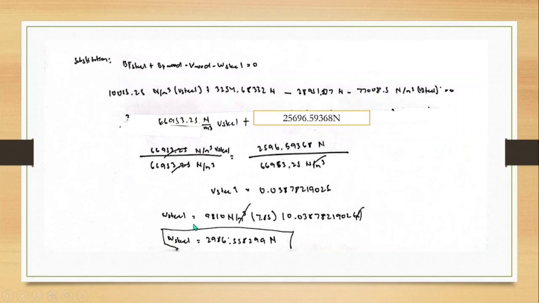Next, W steel equals 9810 Newton per meter cube times 7.85, the given in the question, times our answer 0.03878219026. When we calculate, the meter cube cancels, and our answer for W steel equals 2986.558299 Newton. That is our answer for number 7.